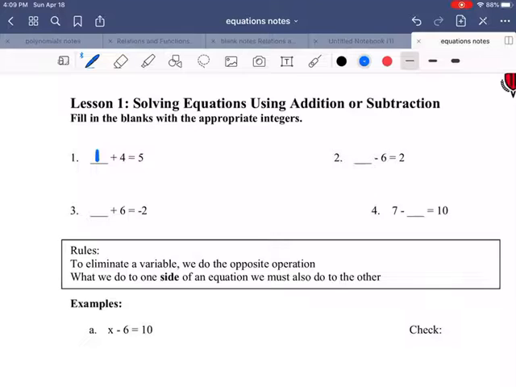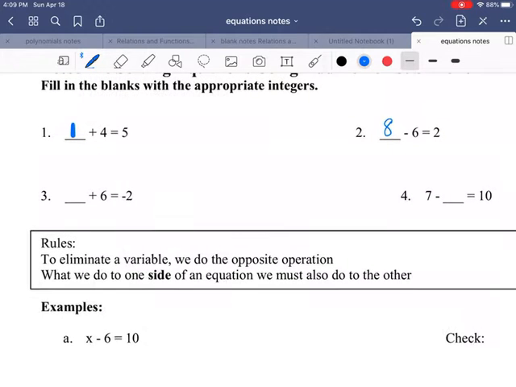In the next example, something minus 6 equals 2. Well, if we have 8 and we subtract 6, that'll give us 2. In the next example, we have something plus 6 gives us negative 2. Well, if you get a little number line, our final answer needs to be at negative 2, and we're adding 6. So we have to start at negative 8.